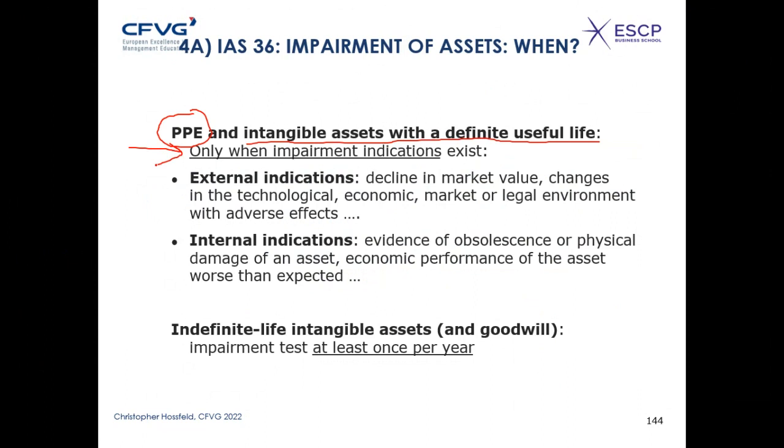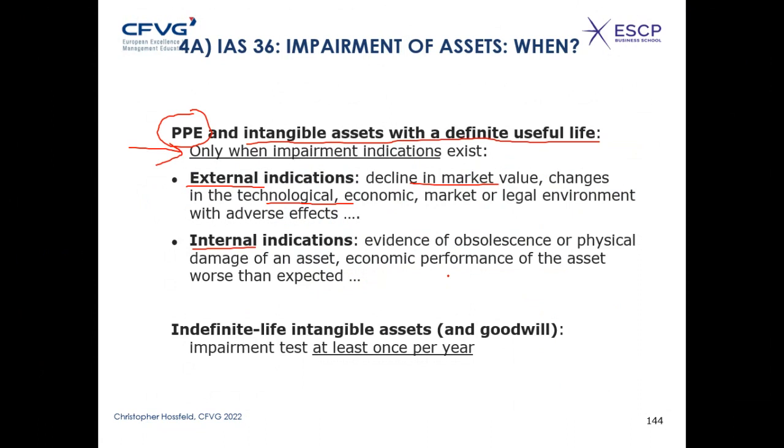That means there has to be actual bad news, because bad news potentially leads to a bad surprise loss. The impairment indication can come from outside the company, so a decline in market values, changes in technology, new competitors, etc. Or the indications can come from inside the company. For example, I have a machine and in the last quarter it broke down all the time. Well, that means probably the value of the machine is lower than what I still have it on my books.